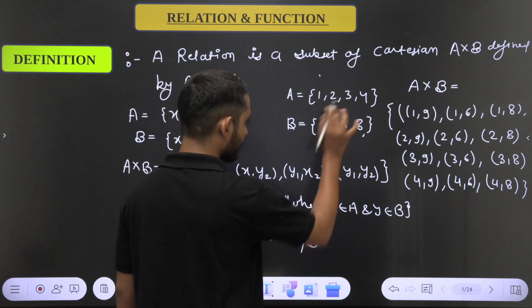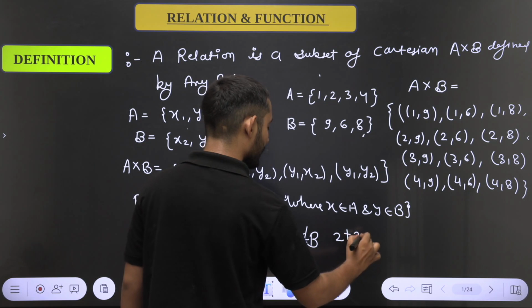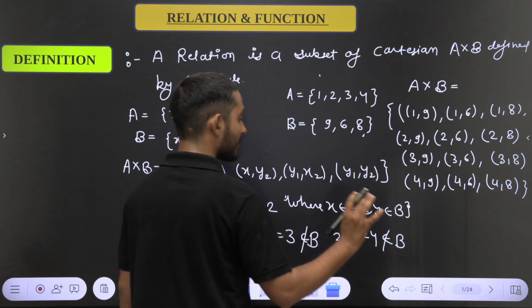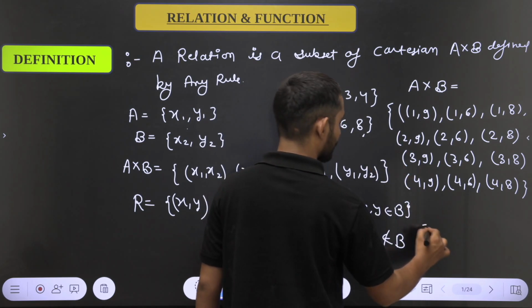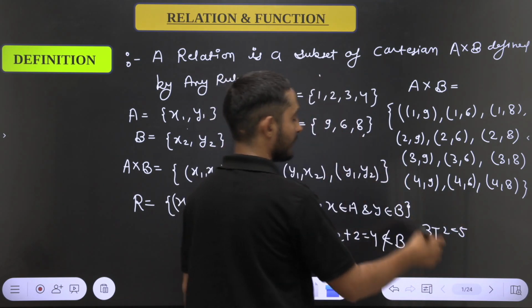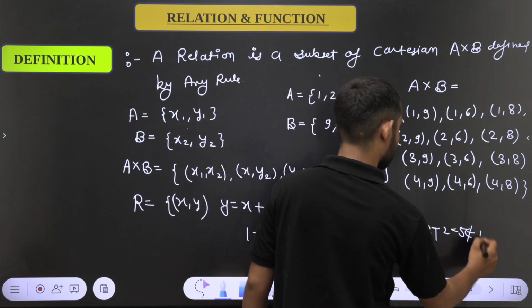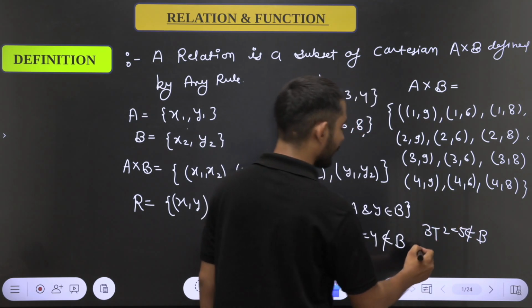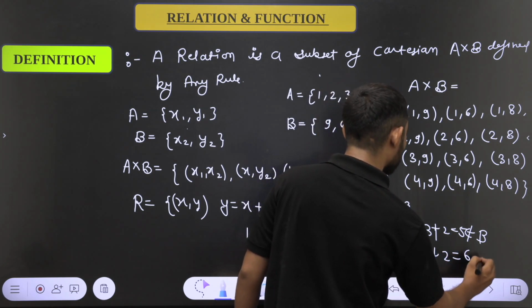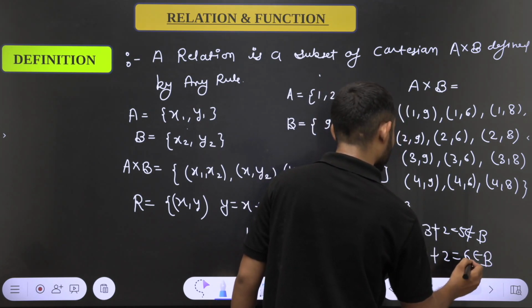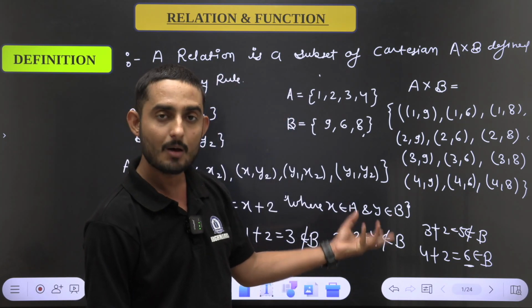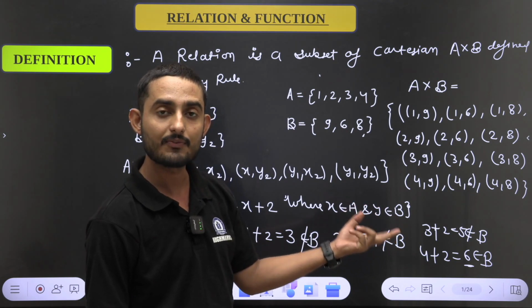Suppose I take X equal to 2, so 2 plus 2 is 4, and 4 is not in set B, so it is not in the relation. Suppose I take 3, so 3 plus 2 is 5, and 5 is not in B, so it is not in the relation. But if I take the value 4 for X, then 4 plus 2 equals 6, and 6 is in B. So when I put X equal to 4, I get Y equal to 6, and both satisfy the sets.